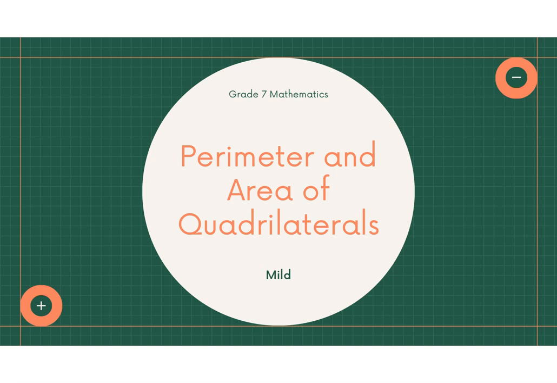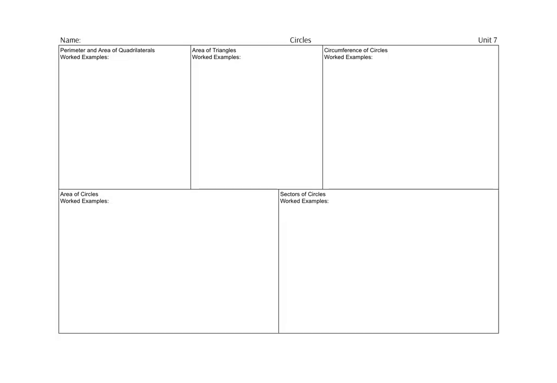All right, here is your mild video for topic 1 of Unit 7, which is about perimeter and area of quadrilaterals. Now, this will be the only video where we talk about perimeter because it is a topic that you have seen many, many times. If you have your Unit 7 note sheet, go ahead and grab that out. We're going to be in this upper left corner where it says perimeter and area of quadrilaterals.